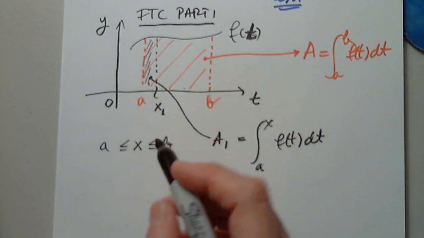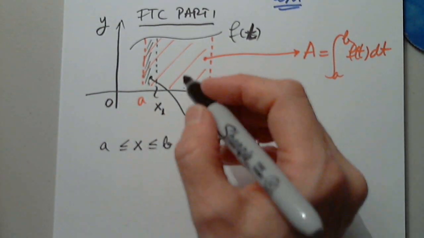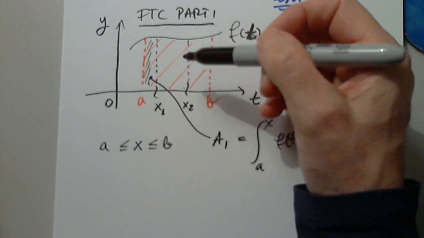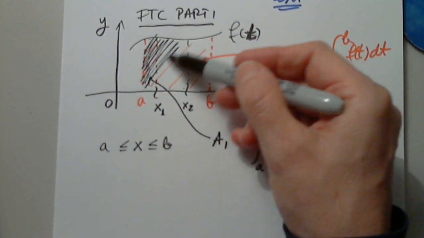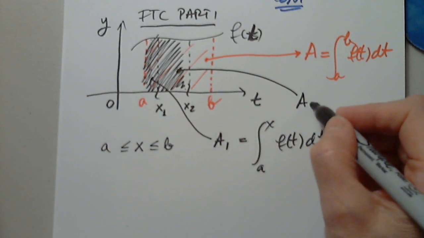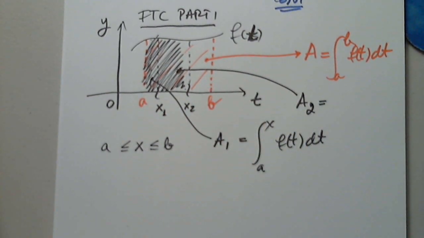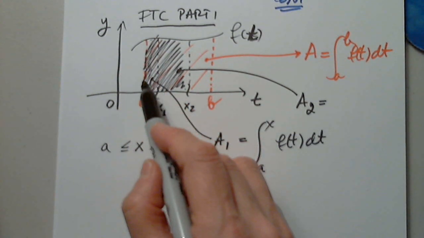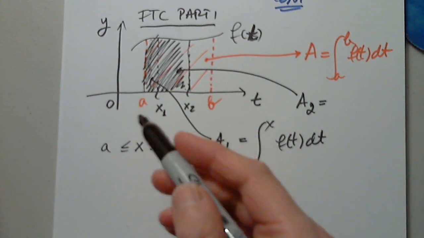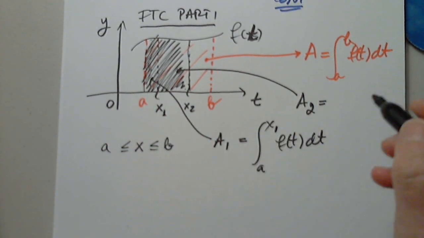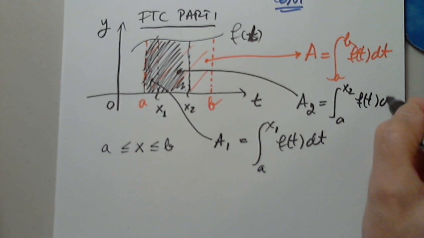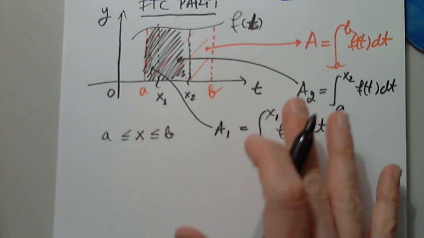What if now x is here? Because it can be anywhere between a and b. Let's say I have here x2. And now I want to determine this area. I'm going to call it A2. From here till here. It would be just the same thing, but x2. Yes. So the integral from a to x2 from f of t dt. And I can continue forever.